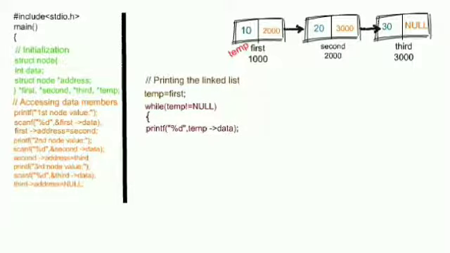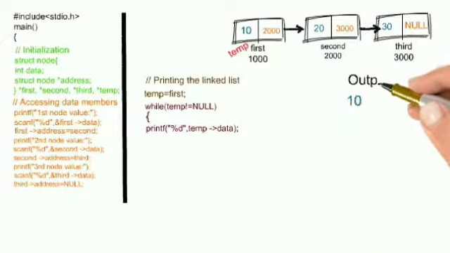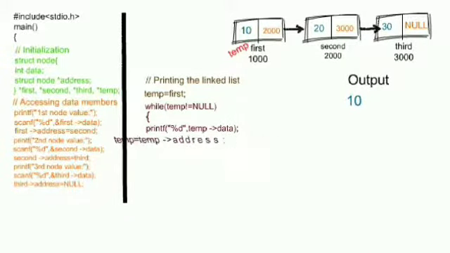Since temp is in first node, it takes the address as 1000. So 1000 not equal to NULL? Yes, the condition is true. It enters the loop. In printf, temp arrow operator data, which prints the value in the first data field, 10. To move the pointer temp to the next node, temp equal to temp arrow operator address is given. Now it takes the address field value 2000 as its address. By this, temp travels to the second node.